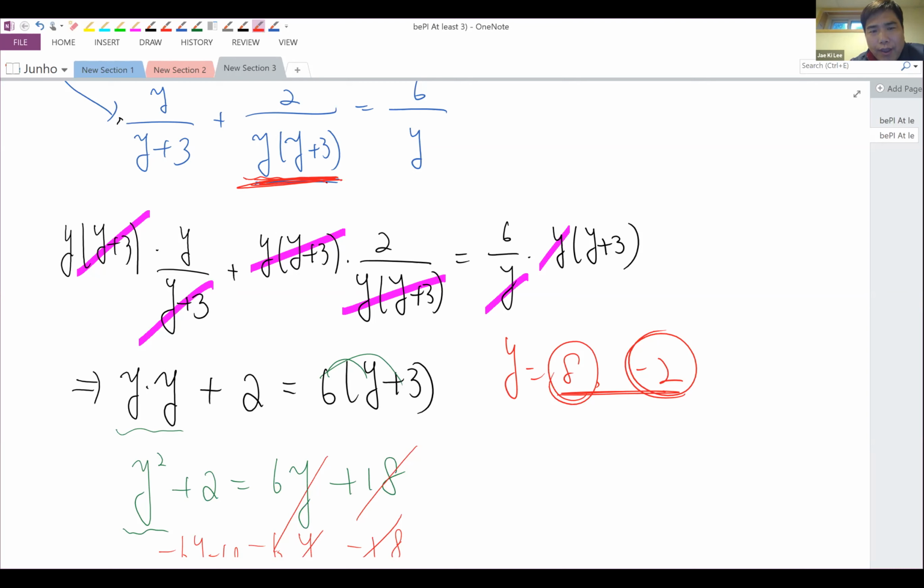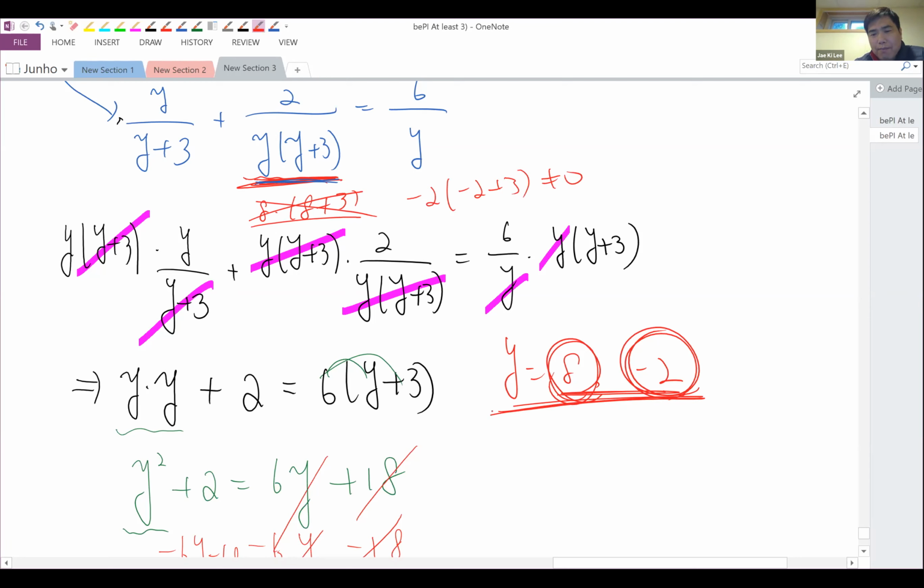Okay, if you plug in 8, 8 plus 3, does it become 0? No, right? Okay, what about negative 2 then? Negative 2 times negative 2 plus 3, not equal to 0. So now we can confirm that they both are the answers. Because sometimes the answer we find may make a denominator factor equal to 0, then we have to omit that. Okay, so that's the reason.